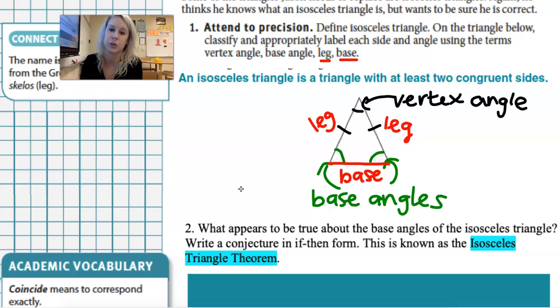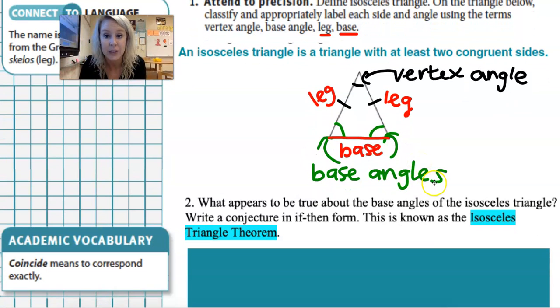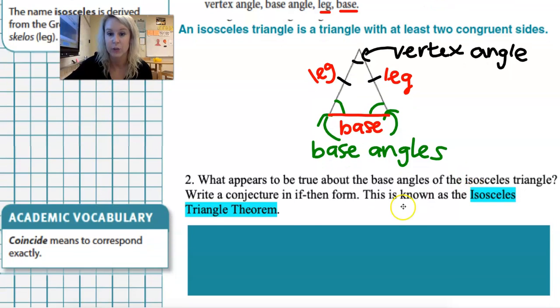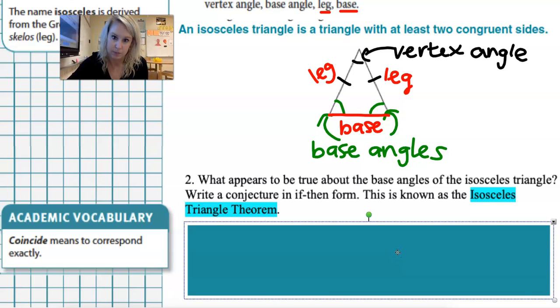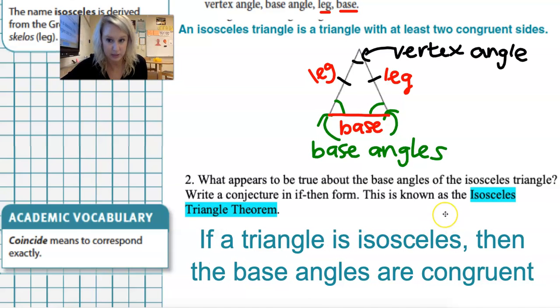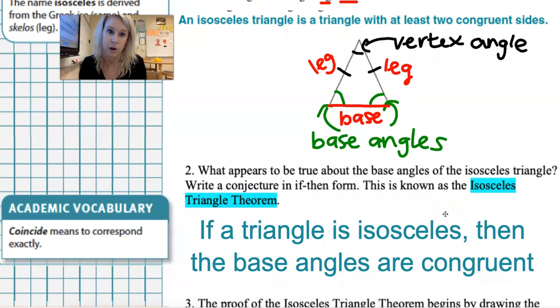But what appears to be true about the base angles of an isosceles triangle? They have the same tick marks. They look the same, and they are the same. So we're going to write an if-then statement known as the isosceles triangle theorem. If a triangle is isosceles, then the base angles are congruent. So if a triangle is isosceles, meaning it has at least two sides the same, then I know the base angles are congruent. I'll give you a second to write that down.